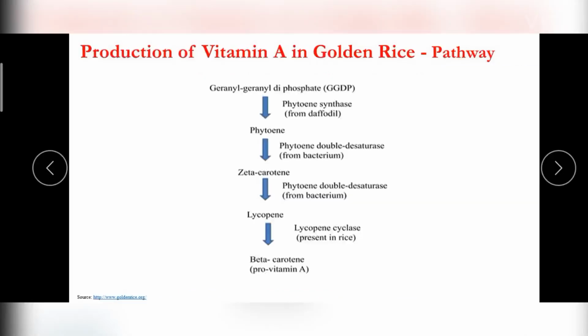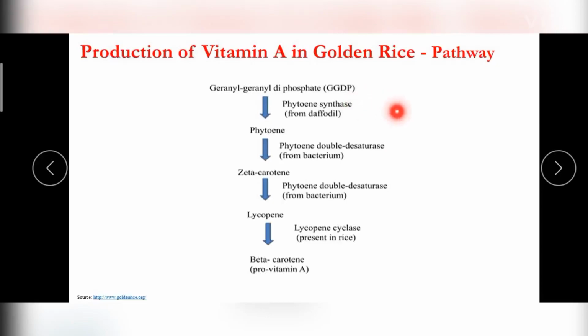So if you see the production of vitamin A in golden rice, the pathway appears in this manner. This is the precursor, geranyl diphosphate. So when you are inserting two foreign genes in this normal rice plant, one is the phytoene synthase gene, which is taken from daffodil, and the second foreign gene, which is taken from Erwinia bacteria, is phytoene double desaturase.